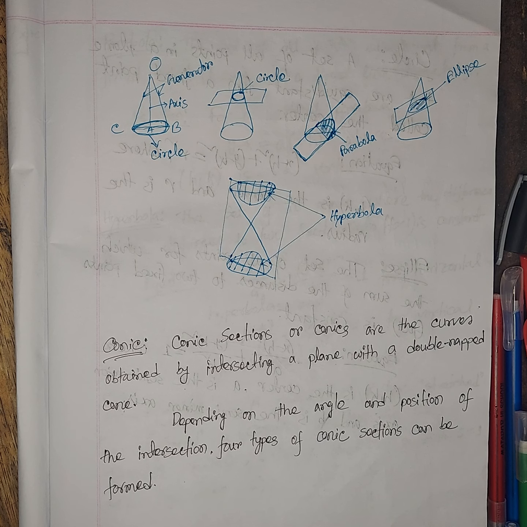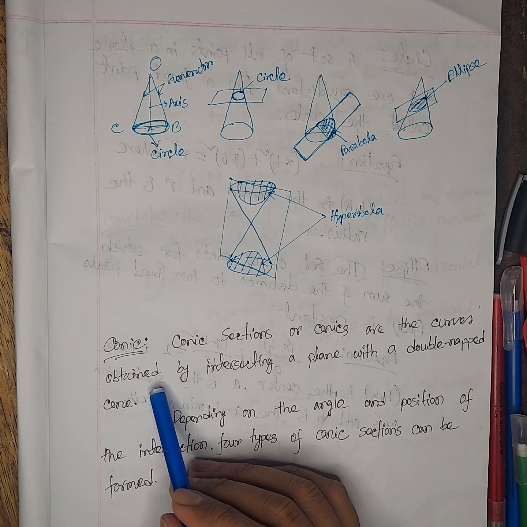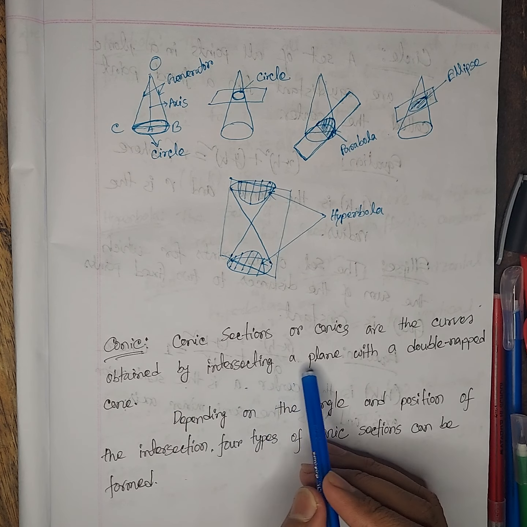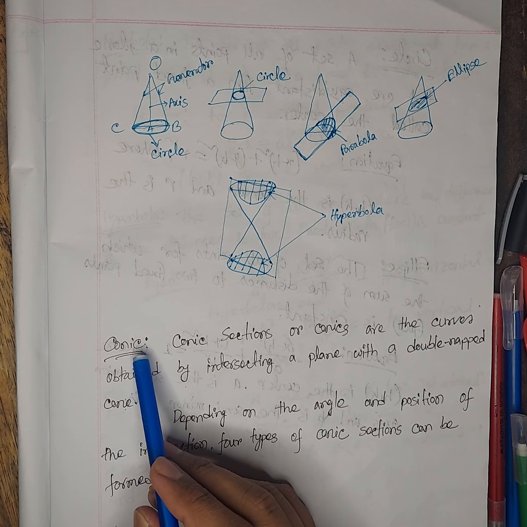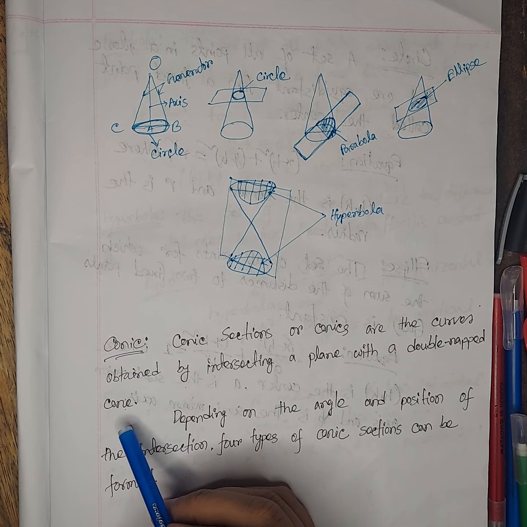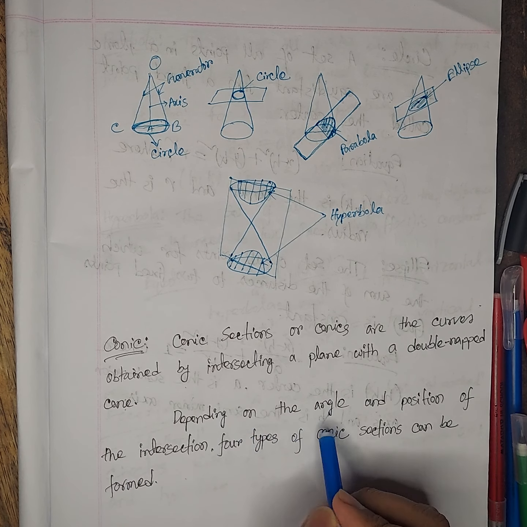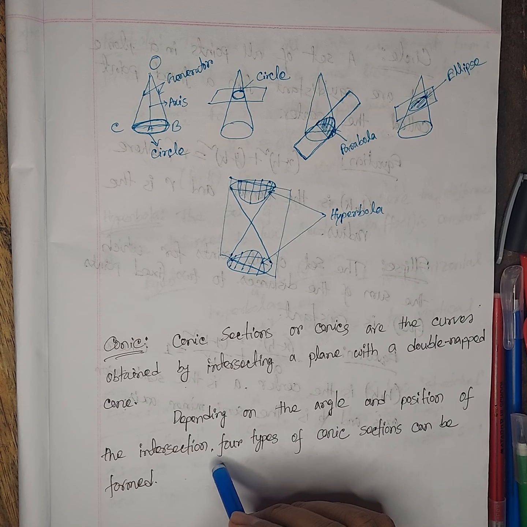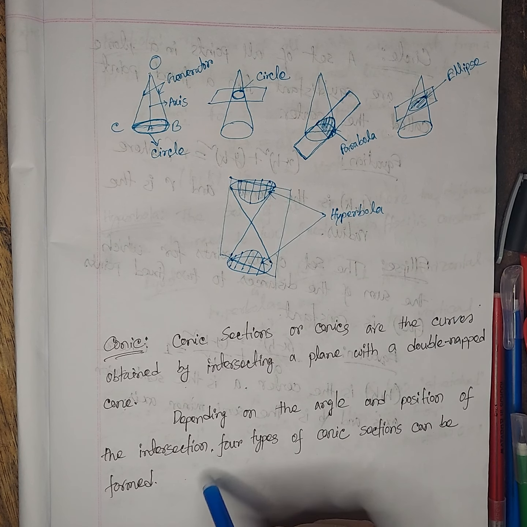What is Conics actually? Here we see conic sections, or conics, are the curves obtained by intersecting a plane with a double-napped cone. The word conic actually comes from cone. Depending on the angle and position of the intersection, four types of conic section can be formed.